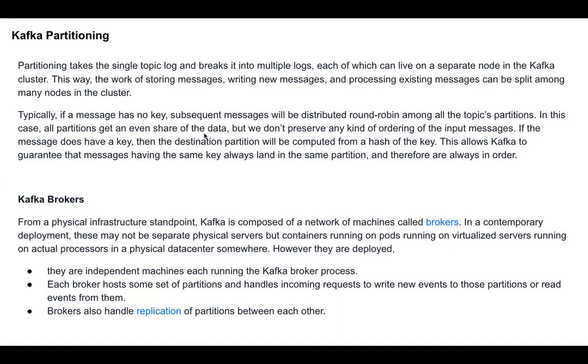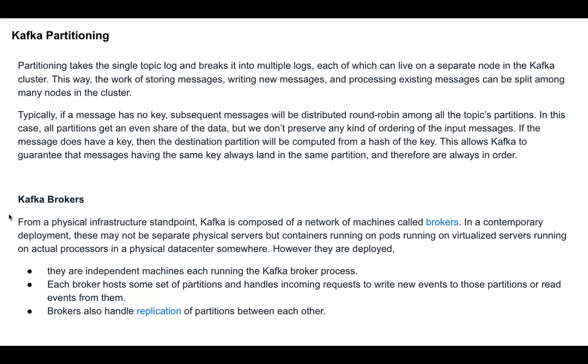But one thing to note is, in this scenario, we cannot guarantee the ordering because we don't know in which order the events were received. They are just distributed randomly, in the round robin, right? But if the message has a key, it is hashed and always sent to the same partition, and therefore we can guarantee the order.